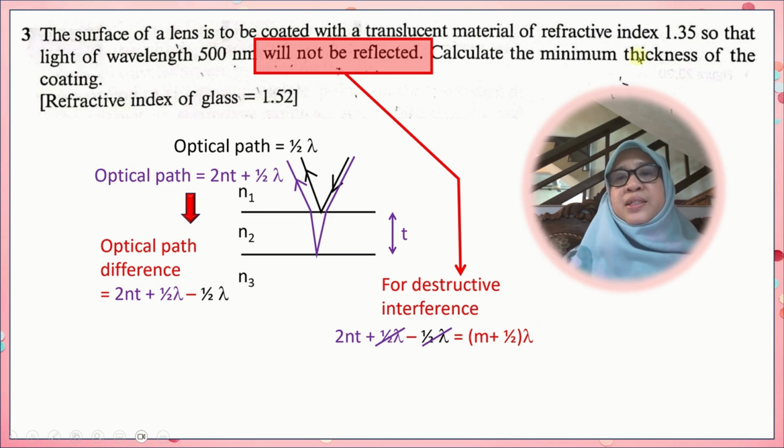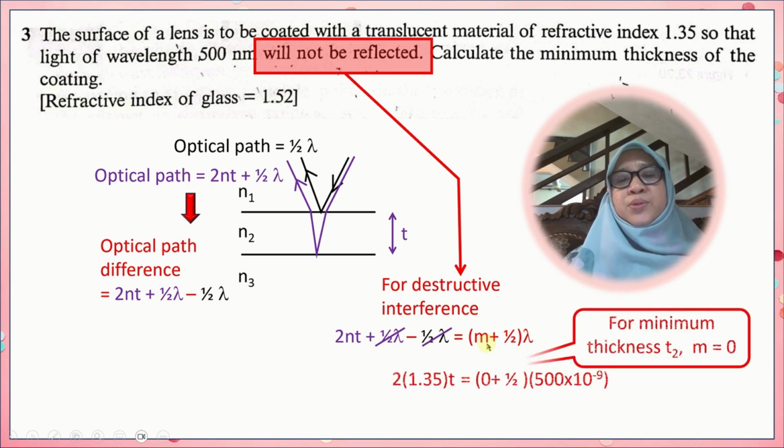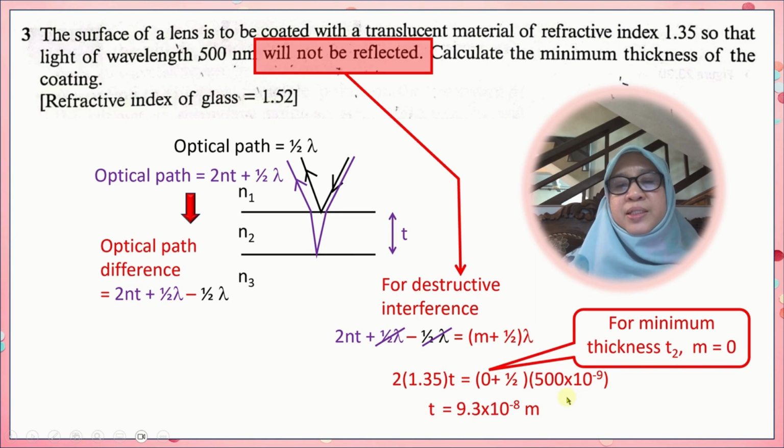For the minimum thickness, we use m order equals 0. Then half lambda minus half lambda is 0, cancelling out half lambda. We substitute n as 1.35. Be careful not to substitute the refractive index of the glass, because the glass is N3. It is coated with this translucent material, so we use n of the translucent material, which is 1.35. We substitute the wavelength given, 500 nanometer, and we get the minimum thickness as 9.3 times 10 to the power of negative 8 meter.